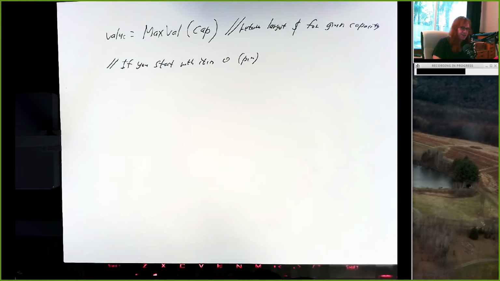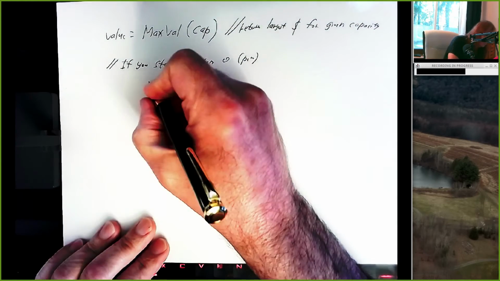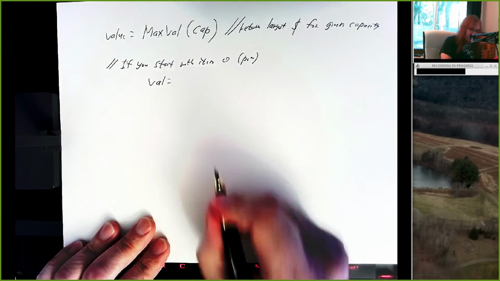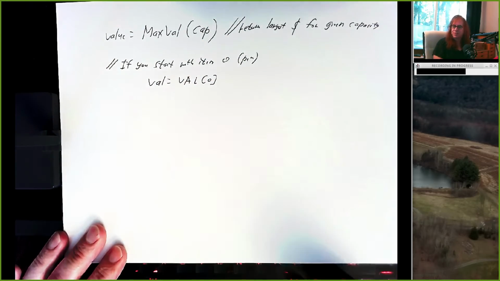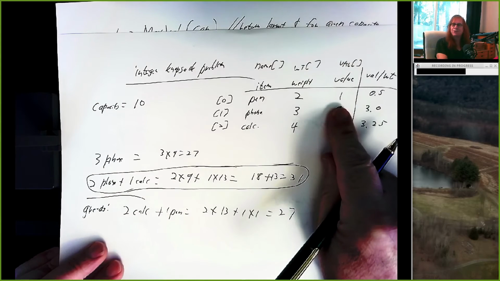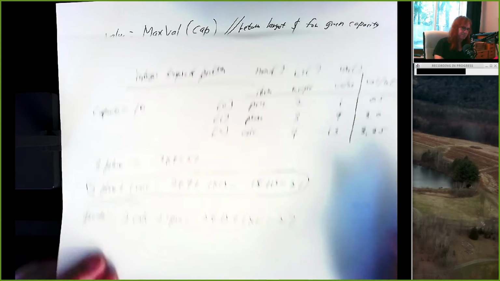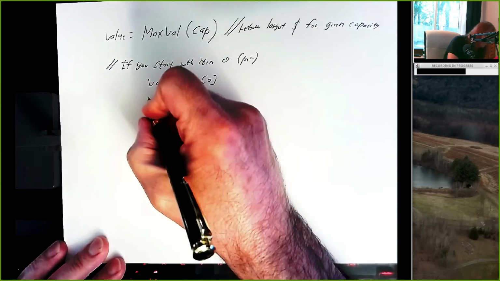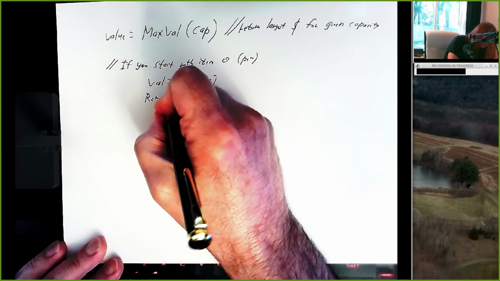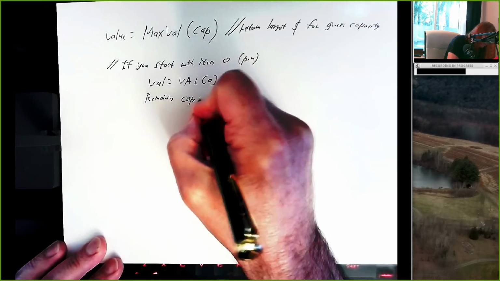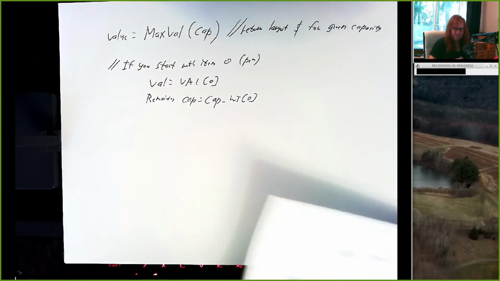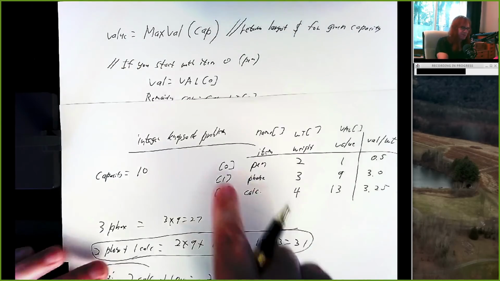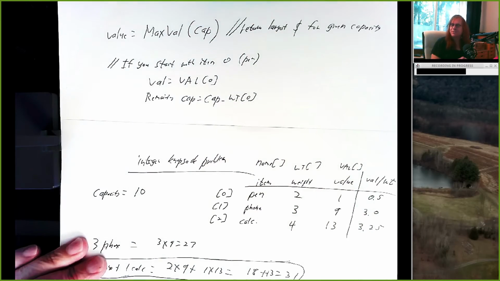So if you start with item 0, which is a pen, two things happen. The value that you get right now is the value of a pen. Right, I put a pen in my bag. Okay, I've got $1 worth of stuff in my bag. The remaining capacity is my current capacity minus the weight of the pen. In this case, the pen weighs 2 pounds, so I started off with 10 pounds. I've got 8 pounds left in my bag.